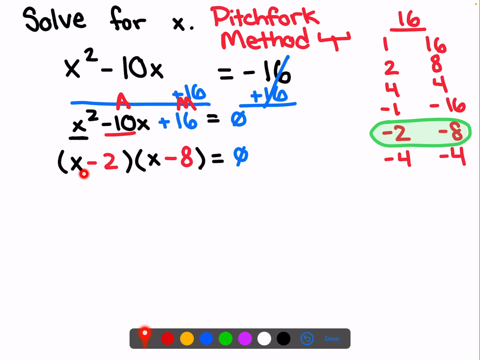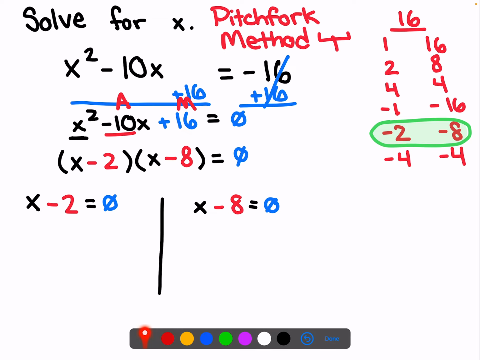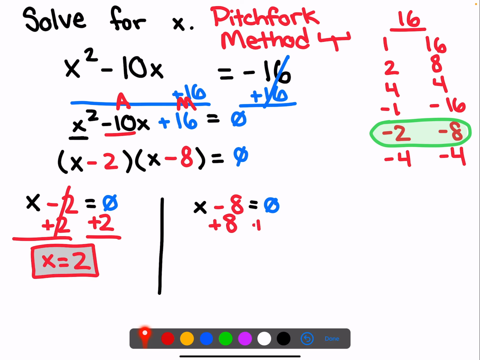From here, each parentheses will get its own equation. So we have x minus 2 equals 0 and x minus 8 equals 0. At this point, we just go ahead and solve. We get x equals +2 as one answer, and x equals +8 as our other.